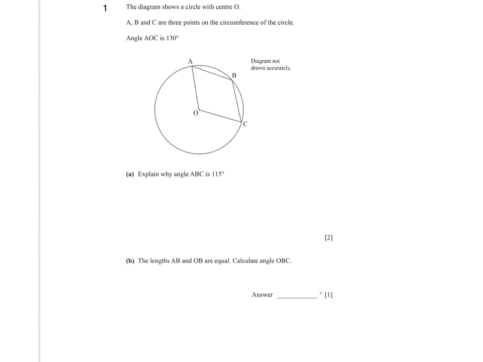Looking at this first question, we're asked to explain why the angle ABC is 115 degrees. The angle ABC is this one here. We know that the angle AOC is 130. So if we extend these sides like that, the angle at the centre is twice the angle at the edge. So this angle here is 65 degrees.